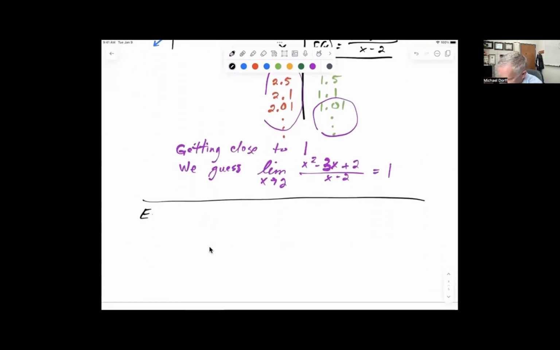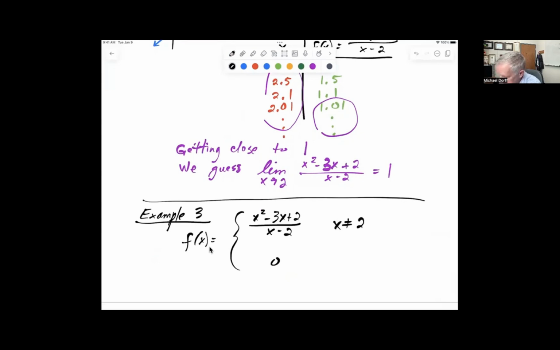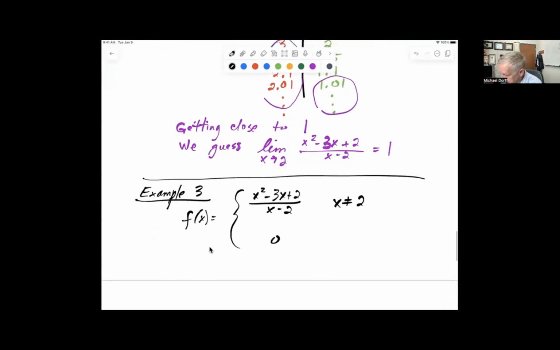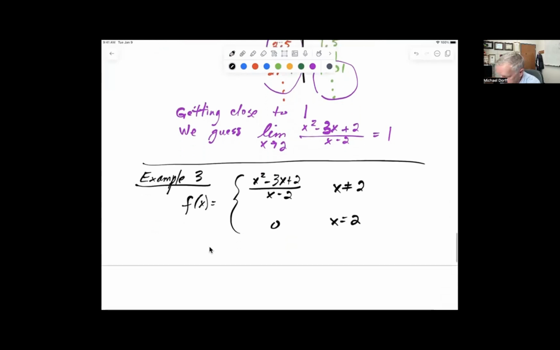One last example here. My function f of x is going to equal this strange type of expression. This is known as a piecewise function. I've got two pieces of it. When x does not equal 2, it's going to equal x squared minus 3x plus 2 all over x minus 2. And when x equals 2, we're going to say it's equal to 0.